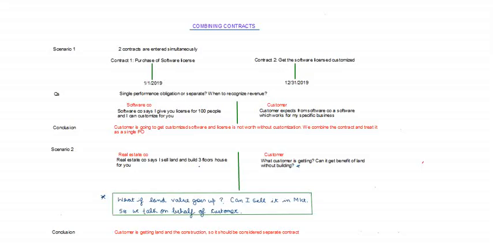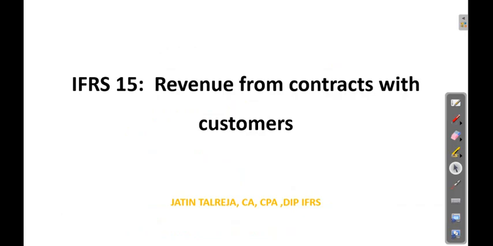This is the third tutorial on IFRS 15 revenue from contract with customer. In the first video lesson, I talked about the overview, the scope, and the applicability of the standard. In the second video lesson, we talked about the five-step revenue recognition model, and we started with the first step, which is identifying the contract with the customer.